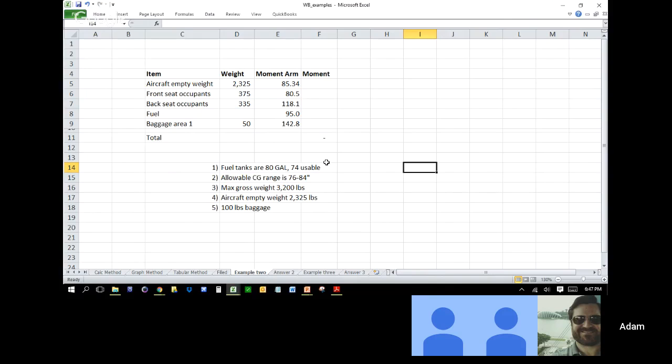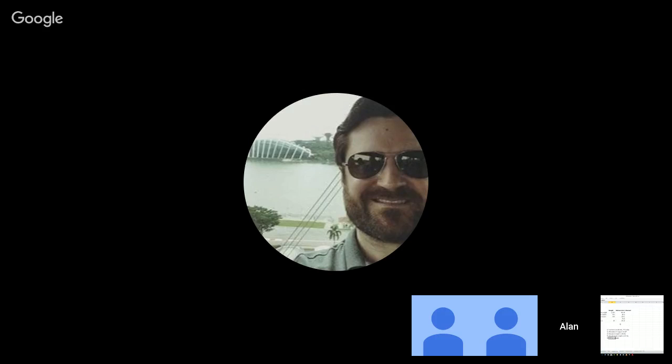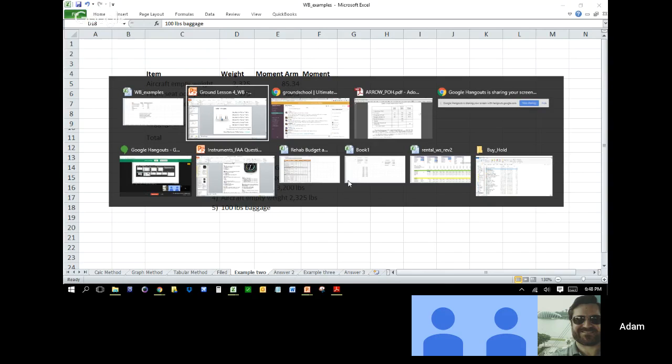Real quick, because the airplane is different here, let me go through the assumptions. The fuel tanks are 80 gallons, 74 of which are usable. The CG range is 76 to 84 inches. Max gross weight is 3,200 pounds. Aircraft empty weight is 2325, and let's assume we're taking 100 pounds of bags on the airplane. So work through that one, then we'll come back together.